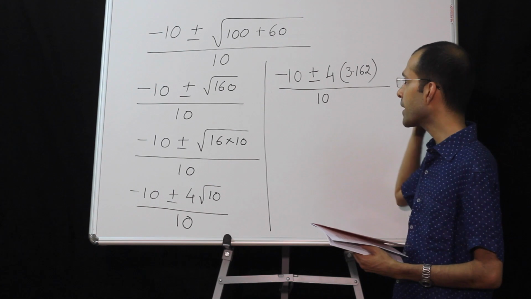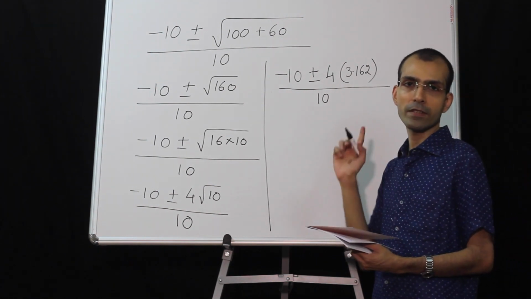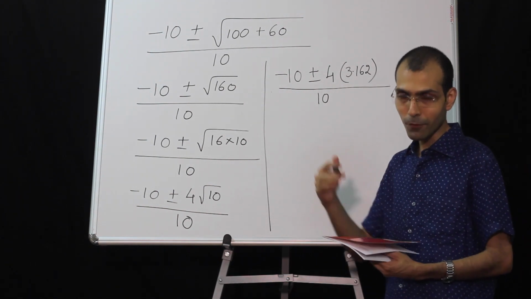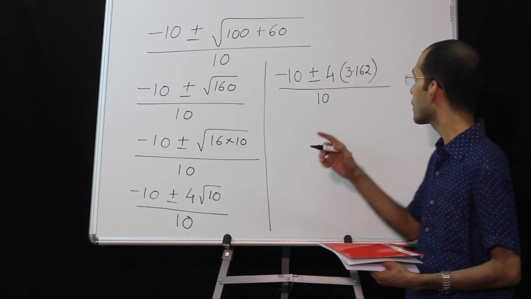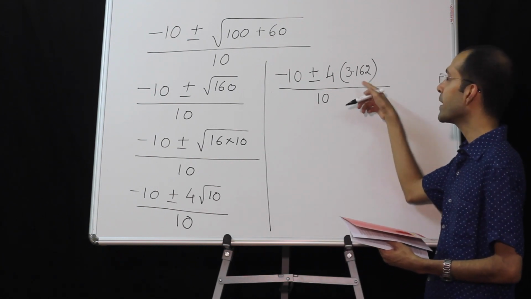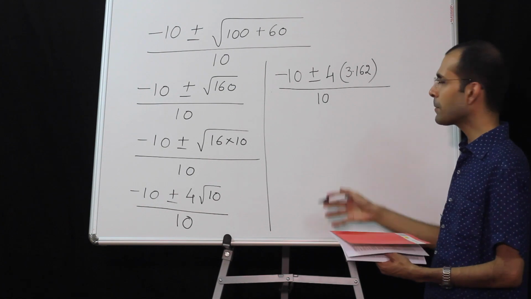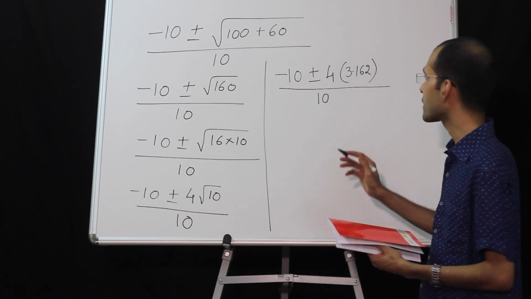Entire thing divided by 10. So your 1 mark is for your substitution, what we did in the beginning, formula and substitution 1 mark. 1 mark is for your finding the square root, and 1 mark will be naturally for your final answer.